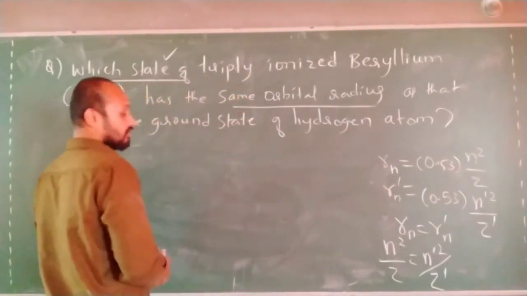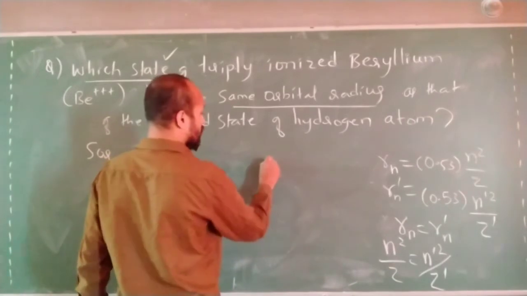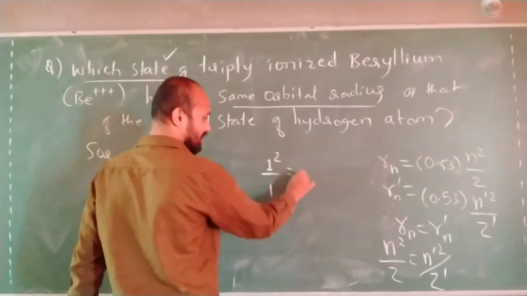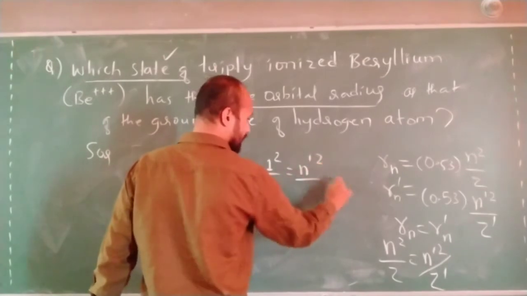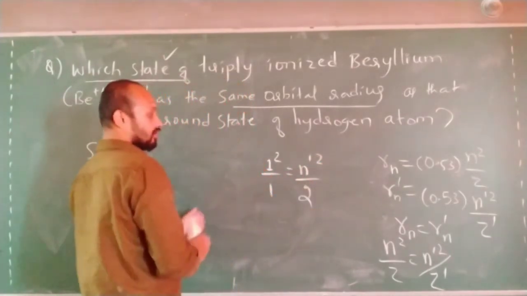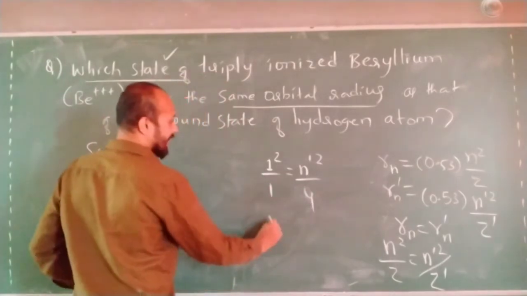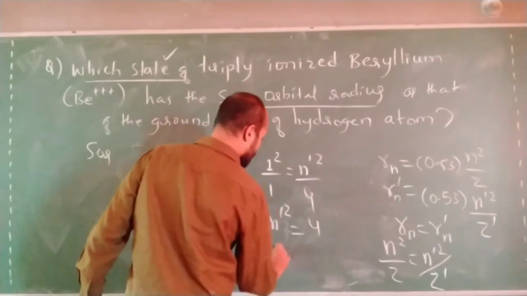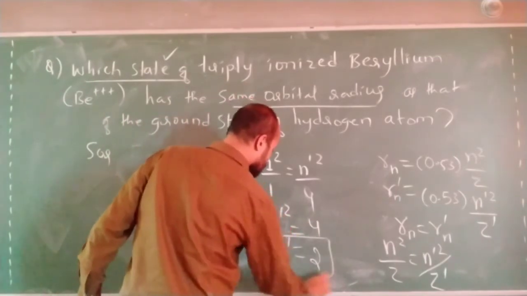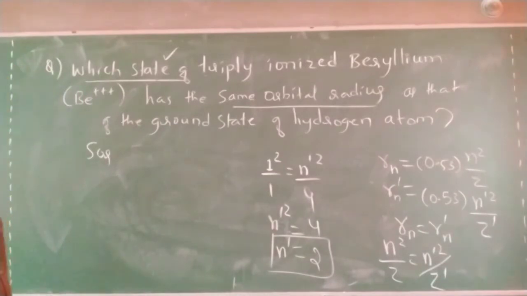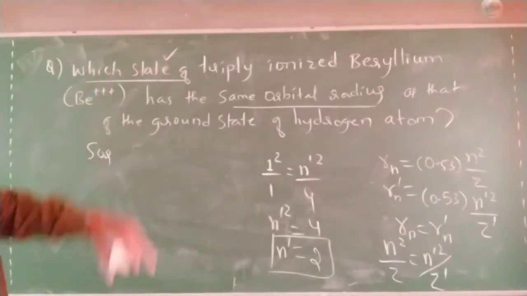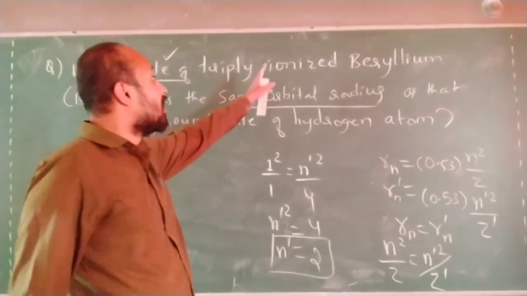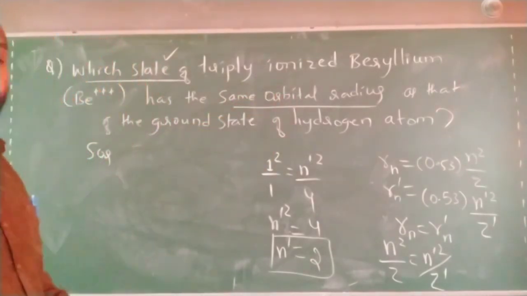Okay. So n is equal to 1 square, Z is 1, will be equal to n dash square divided by Z dash, which is not 2, it is 4. So n dash square will be equal to 4. n dash will be equal to 2. This is the second. So the second orbit of beryllium will have the same radius as the first orbit of the hydrogen atom. Okay.